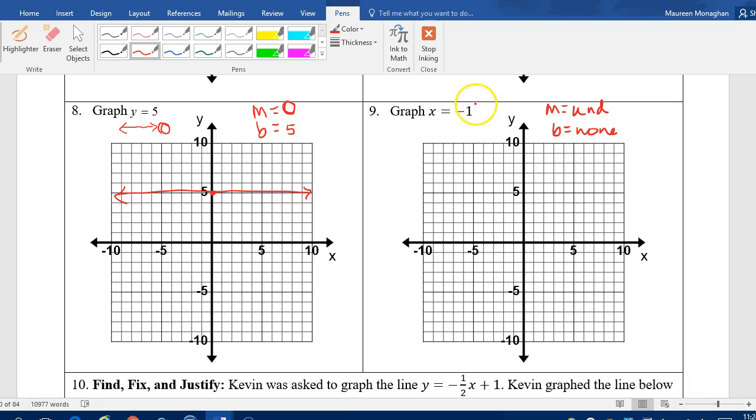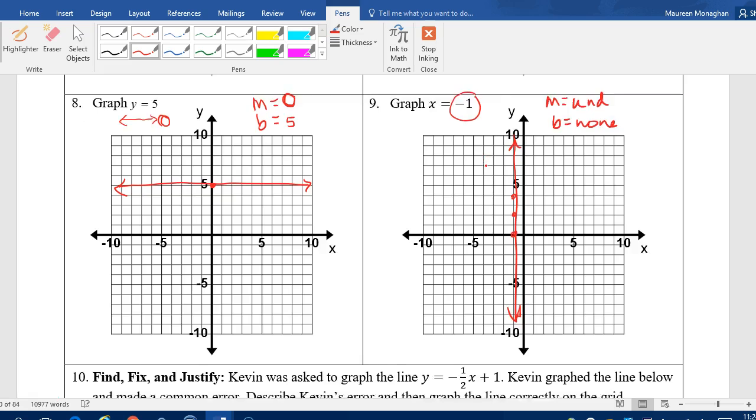So how do we graph this? Well, we have to go to -1 on the x-axis, and it has to be a vertical line. Okay, keep that in mind.